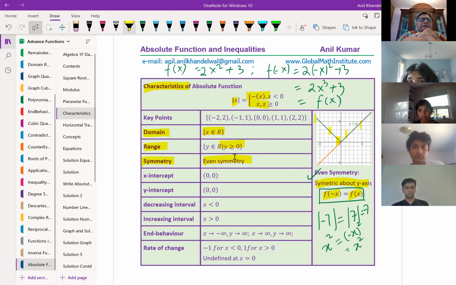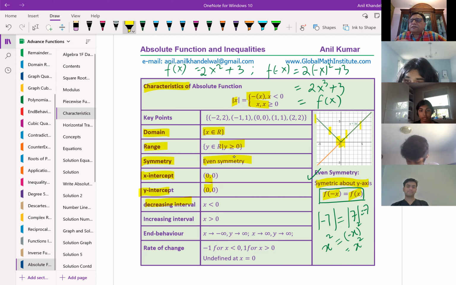Now, x and y intercepts are very important for any function, these 2 points. In our case, both are the vertex of the absolute function. So they are at the origin. You can write x equals 0. You can write origin. You can write the (0, 0) coordinate point.